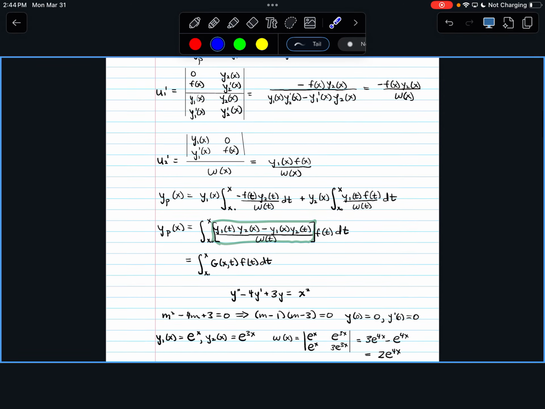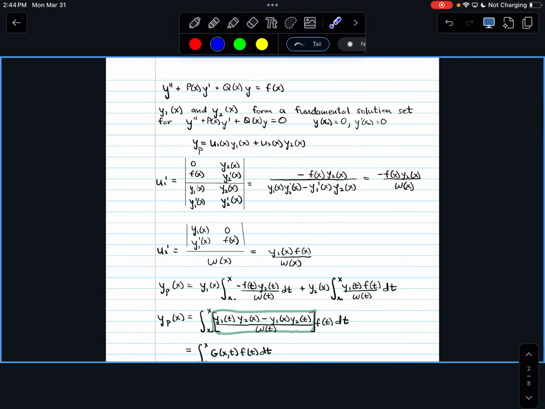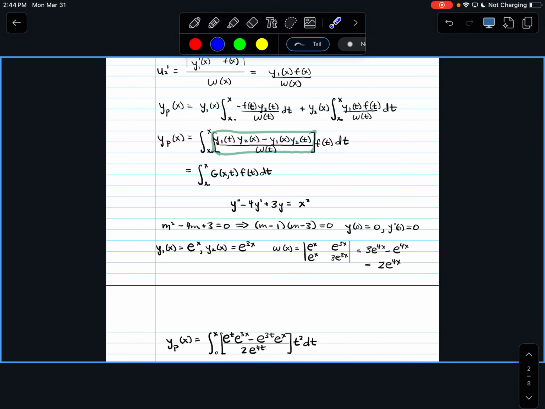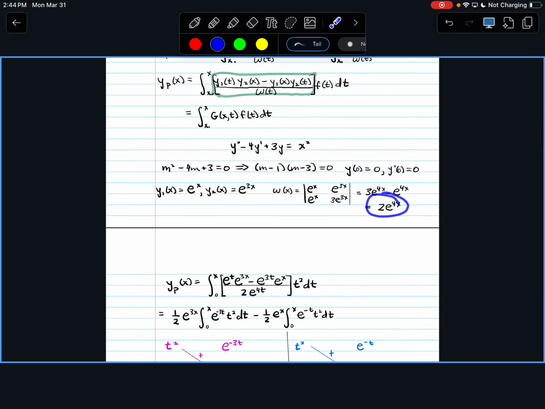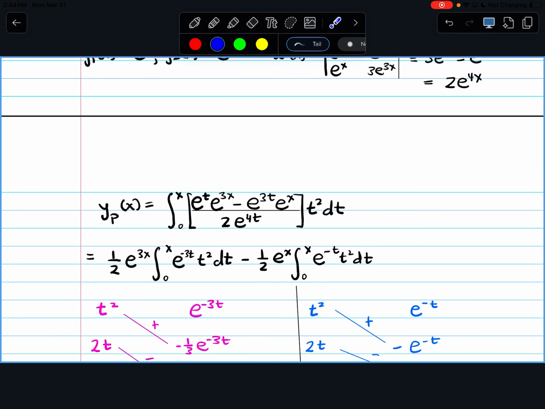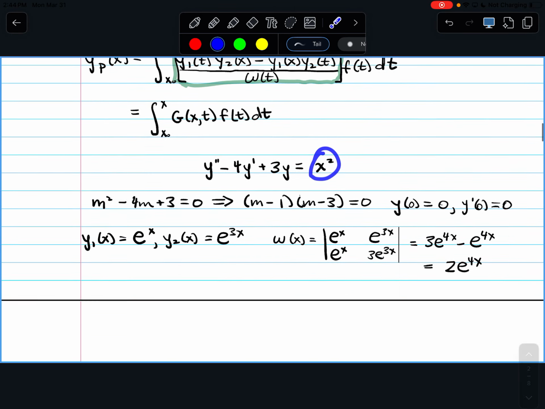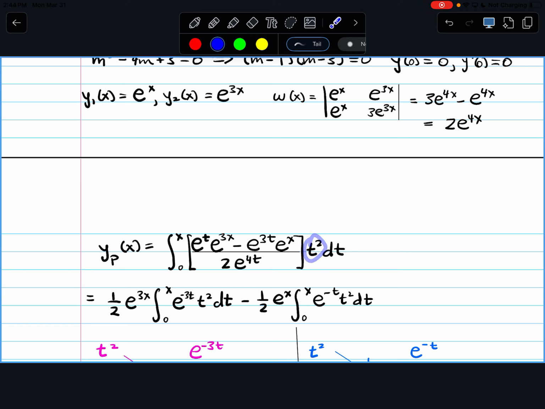Now that 2e to the 4t, we got that earlier, right here. So there we have it. And then I put what's on the other side, x squared, right here. So notice there's the Green's function, and there's the t squared. It was x squared. And I'm going from 0 to x, integrating with respect to t.